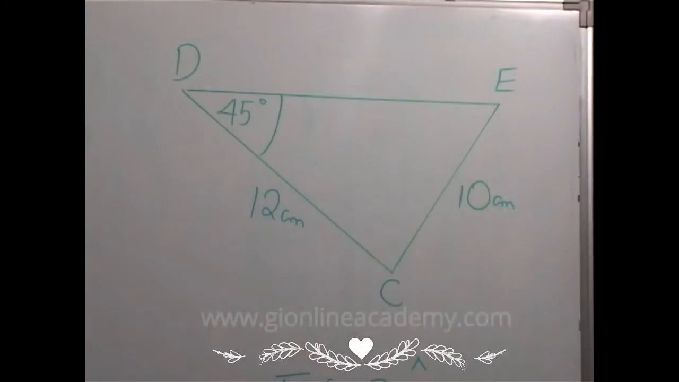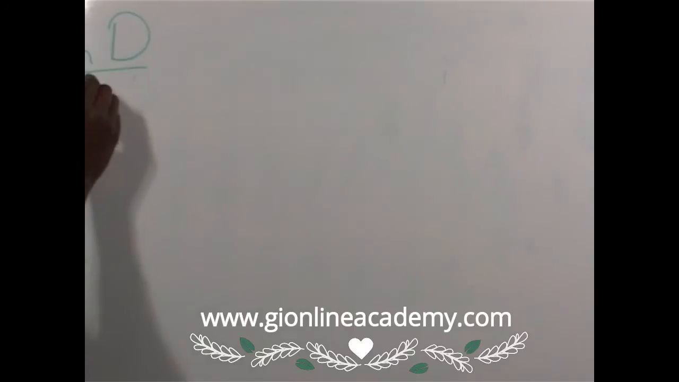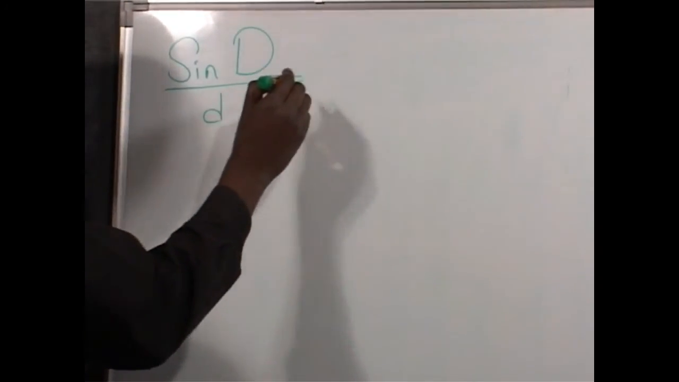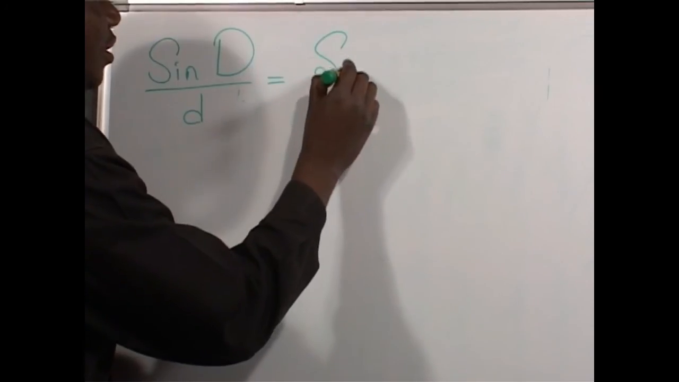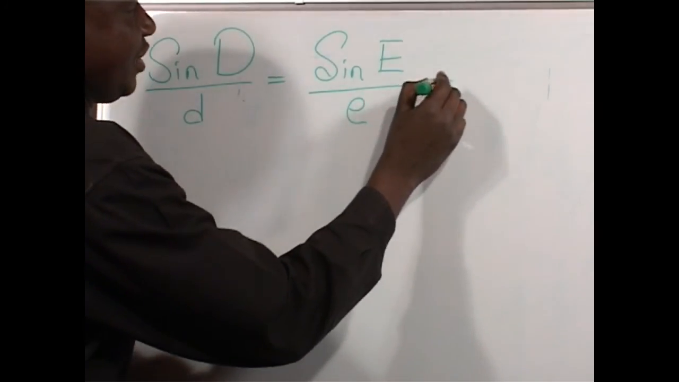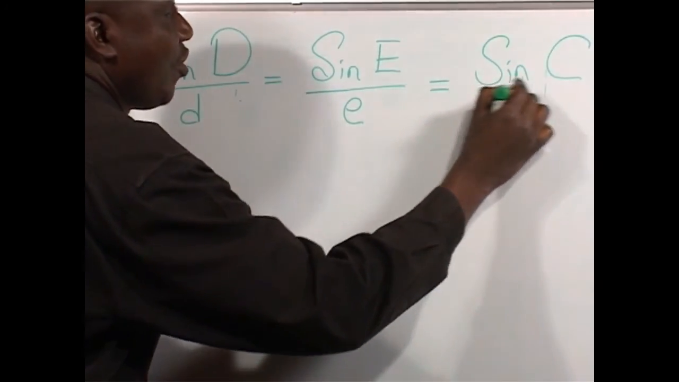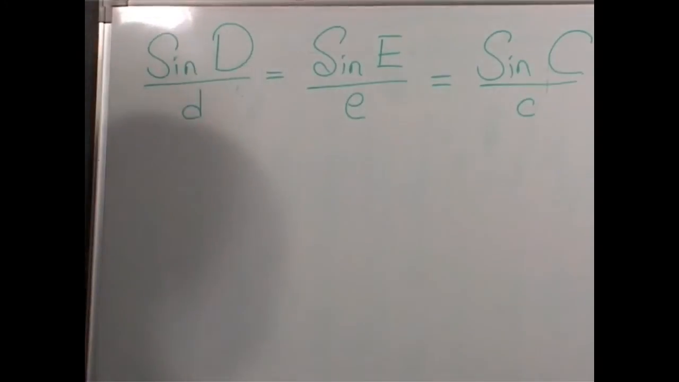I want you to state the sine rule, but in this case, you must have the sines of the angles as the numerators. Exactly. In this case, it will be the sine of D over the side d is equal to the sine of the angle E over the side e, and this is equal to the sine of the angle C over the side c.